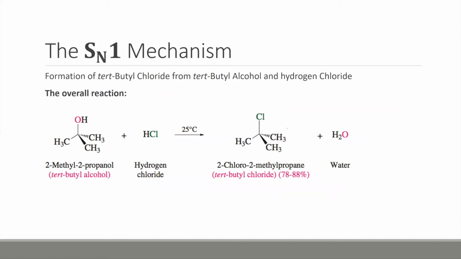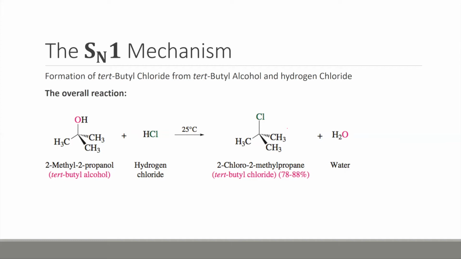Okay, so the type of mechanism we're going to be exploring is called the SN1 mechanism. This is substitution nucleophilic unimolecular. And then we're going to go into the SN1 mechanism in much more detail in chapter 6, but I want you to understand the basic properties of it now.